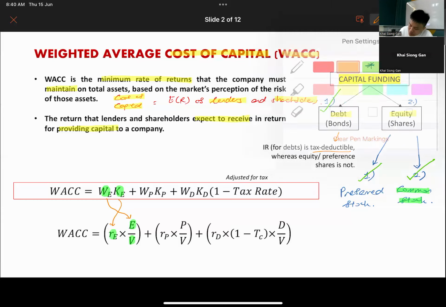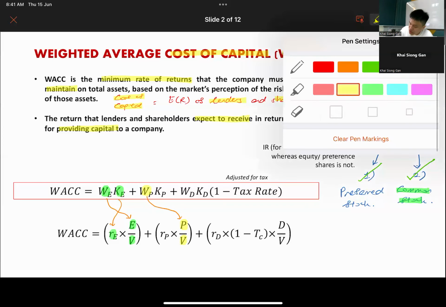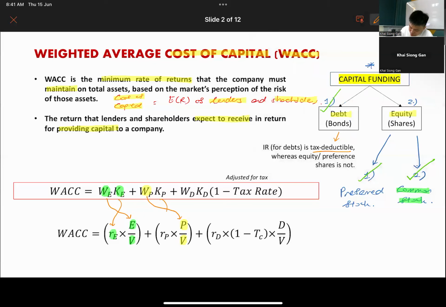Now next one, when I say weightage of preferred stock, that means how much preferred stock has been issued by this company, by this business. So to calculate the weightage of the stock, I use the value of the preferred stock that has been issued divided by the total value of the capital funding. So here I use value of preferred stock divided by total value of the capital fundings, times the cost of preferred stock. Cost of preferred stock is the returns of the preferred stock.